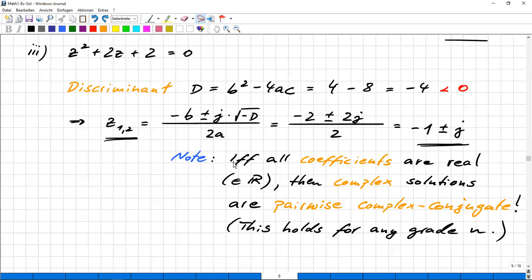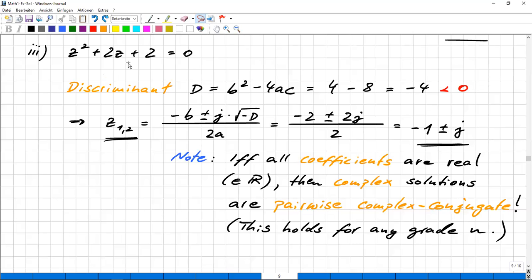Here I wrote, perhaps you know this, if written with a double f, in mathematics it is sometimes used for if and only if. So this is an abbreviation to say if and only if. All coefficients are real, element of R, then complex solutions are pairwise complex conjugates. This holds even for any higher degree n, even for such an equation with degree 6, degree 9, whatever.